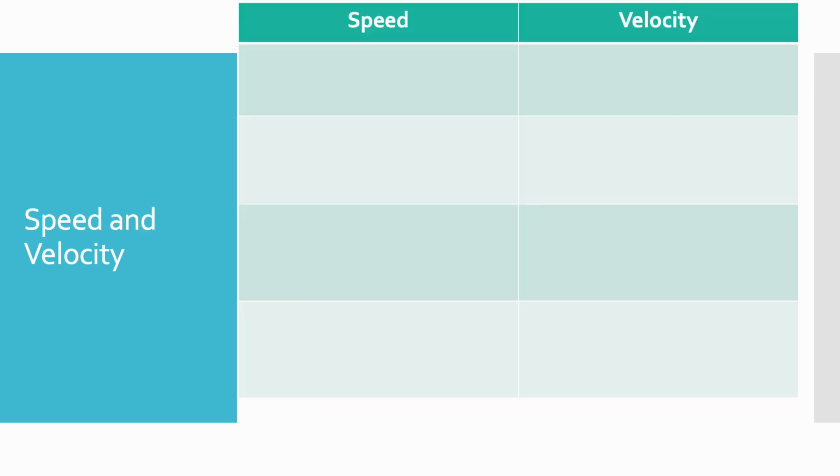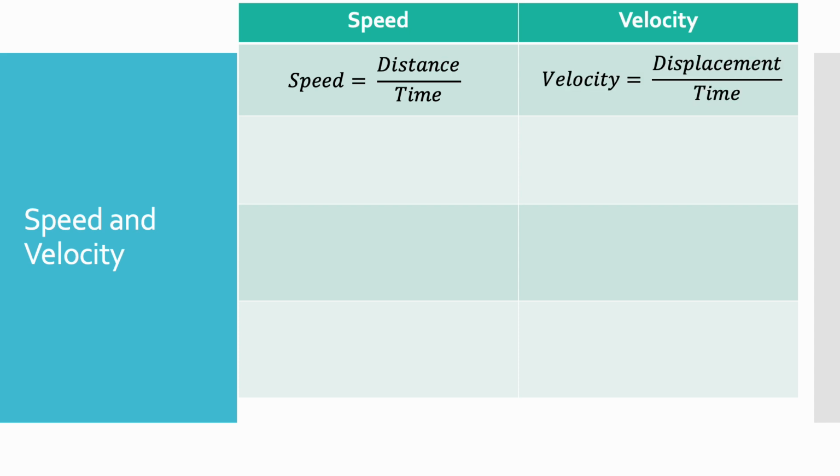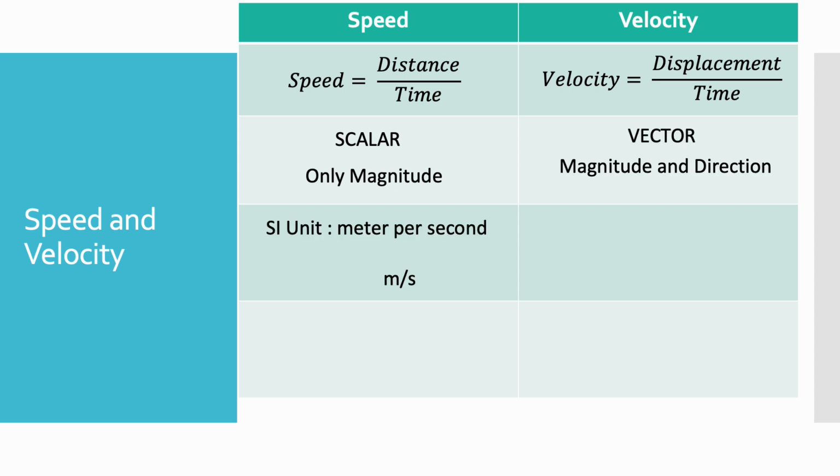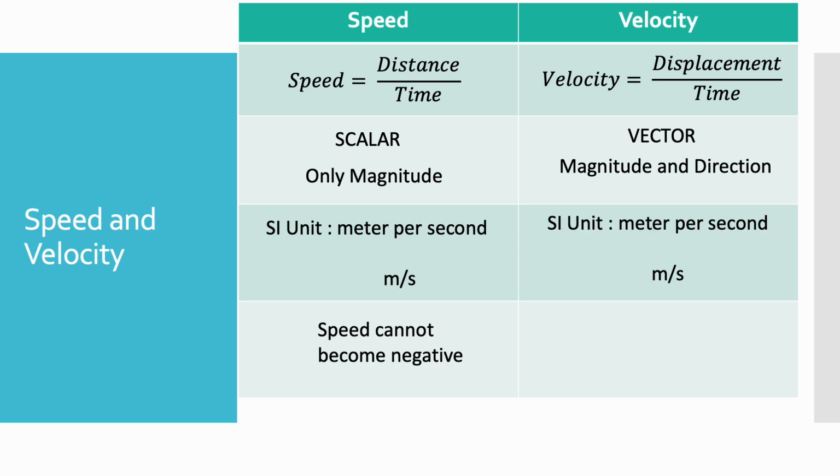Let's compare speed and velocity. Speed is equal to distance divided by time. Velocity is equal to displacement divided by time. Speed is a scalar quantity and velocity is a vector quantity. SI unit is meter per second and it is the same for velocity. Can speed be negative? No, but velocity can become negative.